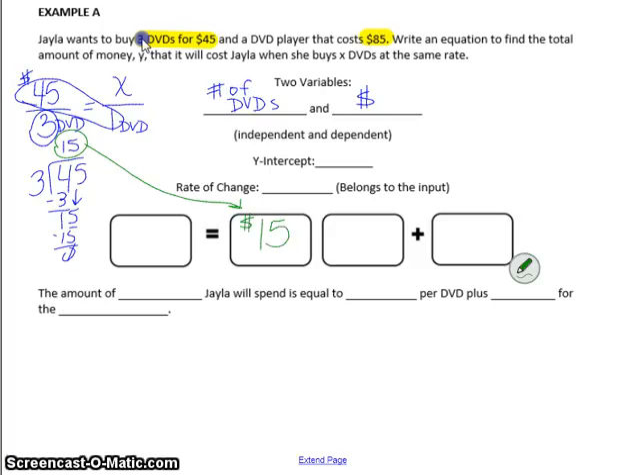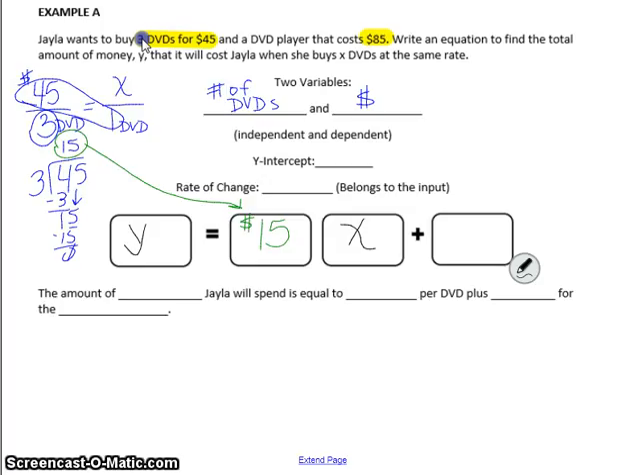$15 for just one. And in this third box here, it's always going to be X. You're always going to put an X there. That is your input value. And in this first box, it's always going to be Y. So the only two boxes that are going to be changing is the second box and the last box.